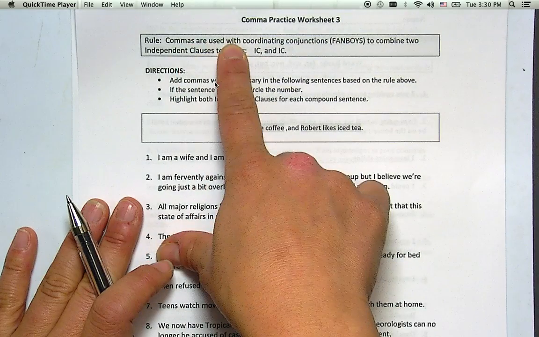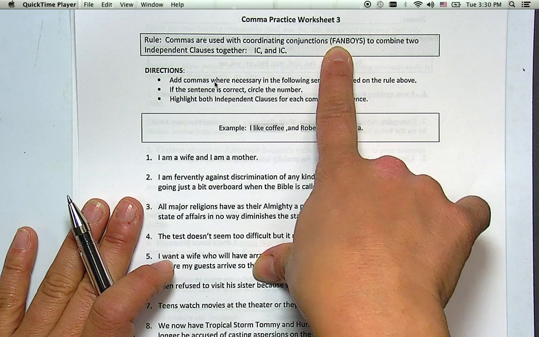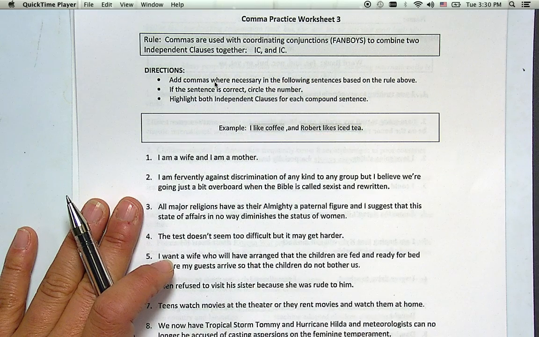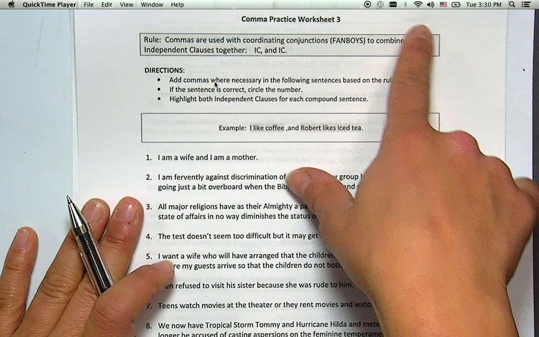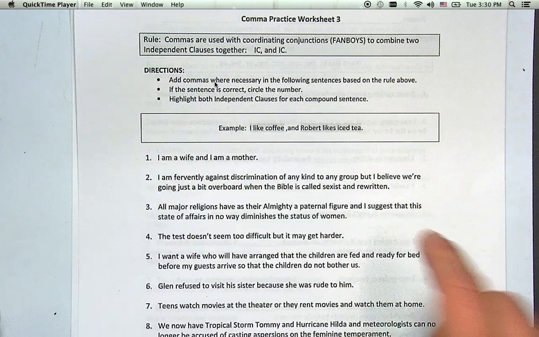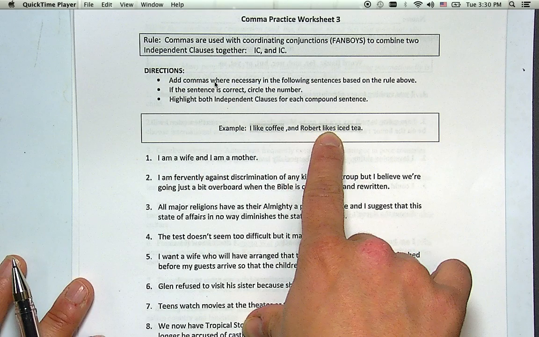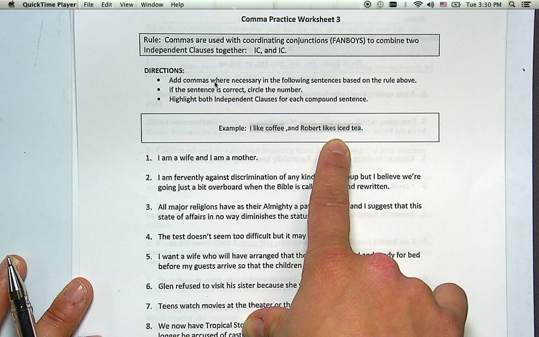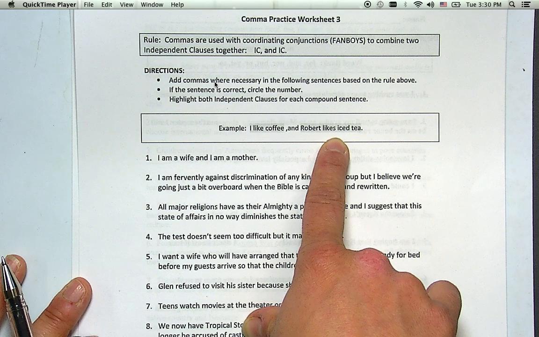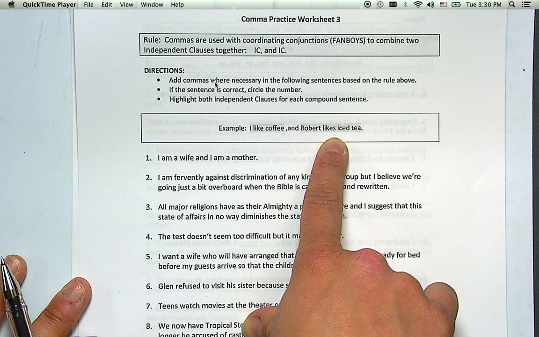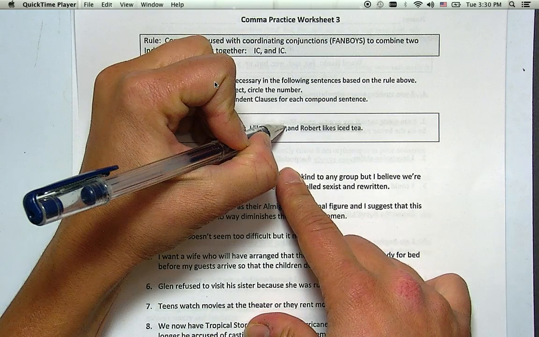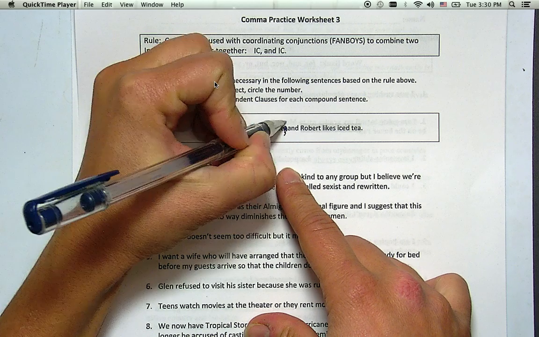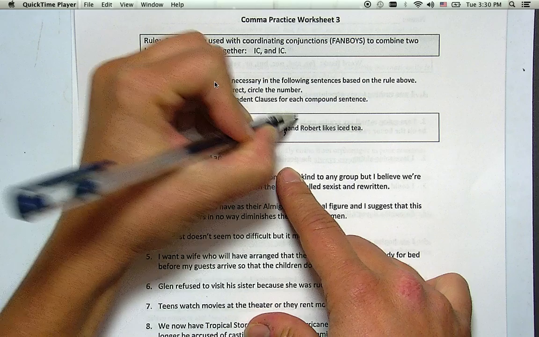Commas are used with these conjunctions, FANBOYS: for, and, nor, but, or, yet, and so, these words that we saw. You use a comma to combine two independent clauses. If you have another subject and verb after your conjunction word, you must have a comma before it, and it should actually be no space. It should be connected to the word, with a space after. I'm just going to make a note there.